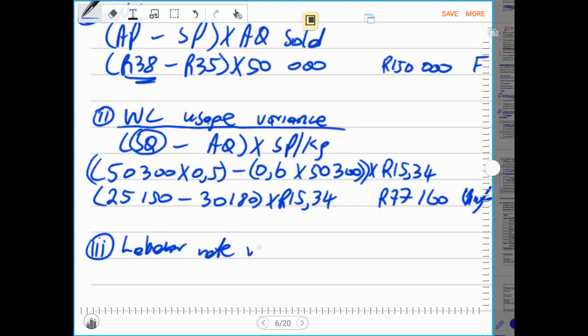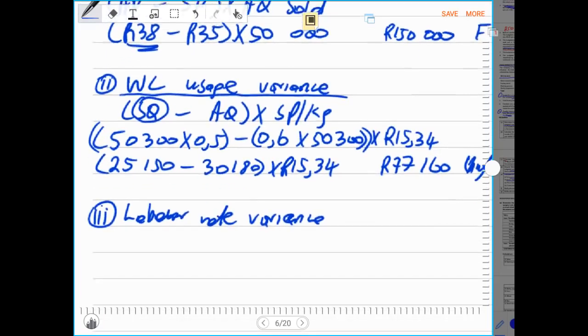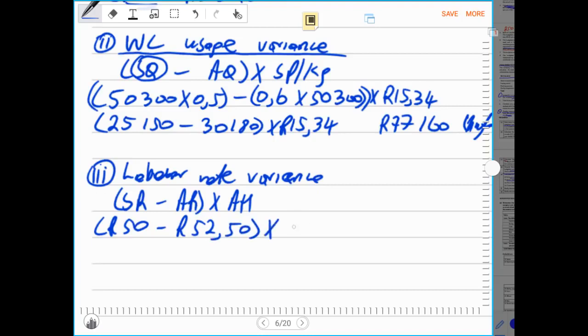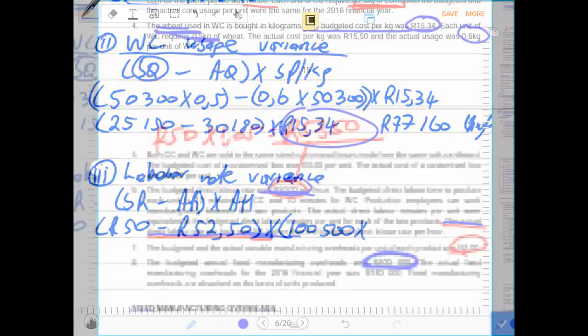Labor rate variance, and our labor rate variance will be the standard rate minus the actual rate times that by actual hours. Our standard rate was 50 rand. Our actual rate went up by 5%, which became 52 rand 50 cents, times by actual hours. Remember, now we are not provided with actual hours, but we are provided with actual production, where the company actually manufactured 100,500 units. So we need to know how many actual hours it takes to complete 1 unit.